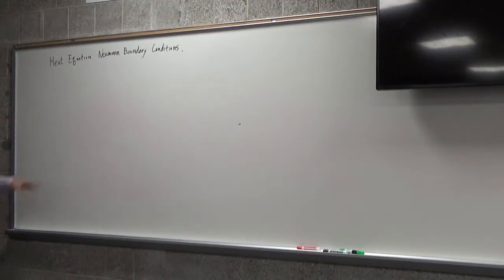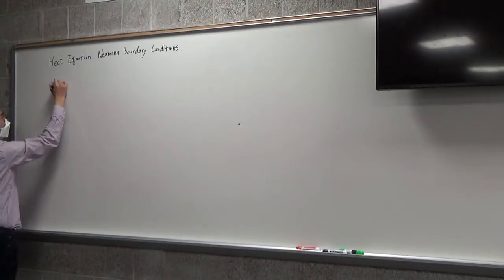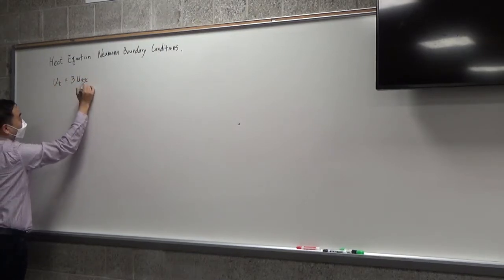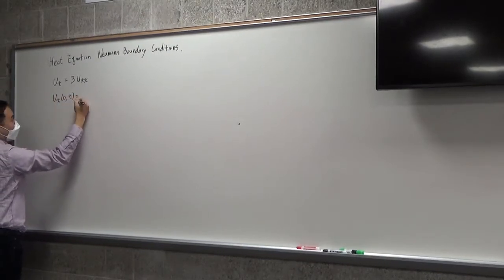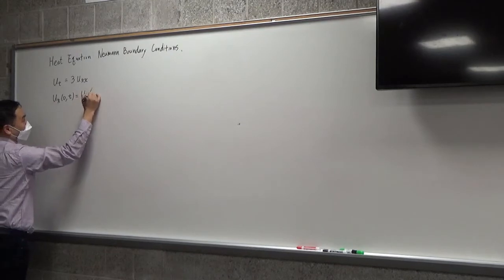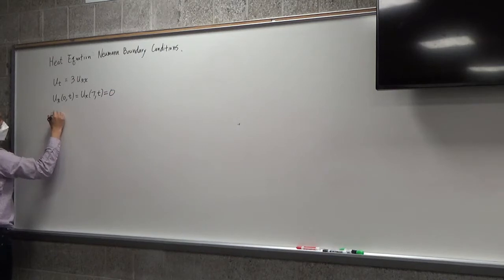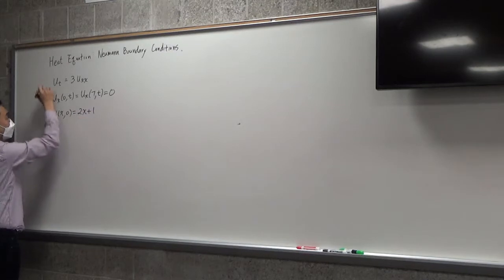I will try to explain, but then I'll re-explain and I'll elaborate, and whatever you need to do in order to understand, I'll do it. All right. So let me start by writing down the equation I want to solve. u_t equals 3u_xx, and u_x(0,t) equals u_x(7,t) equals 0. And then u(x,0) equals 2x plus 1.